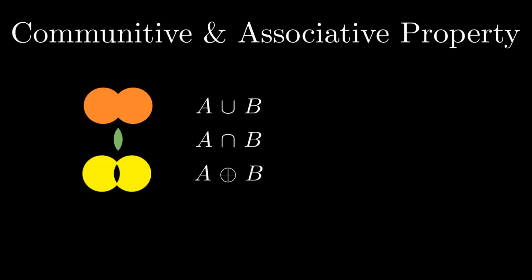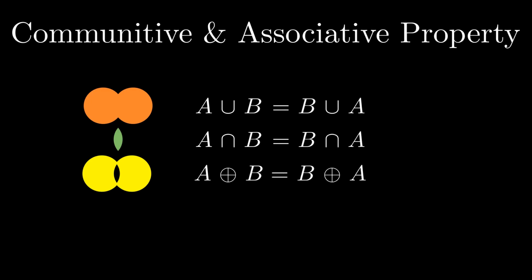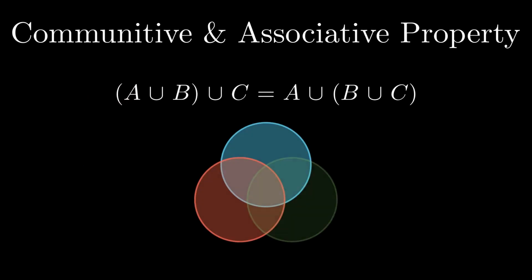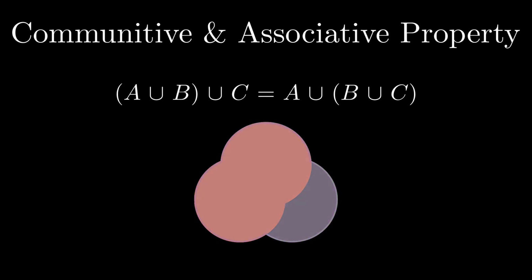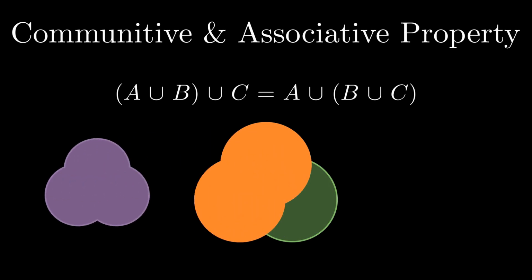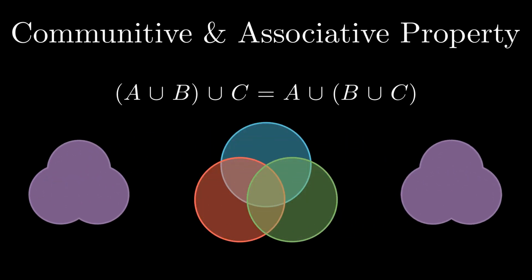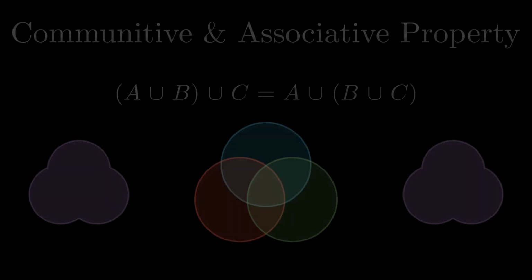Unions, intersections, and the symmetric difference are all commutative. Order does not matter for these operations, and because order doesn't matter, we can associate the operations any way we please. It doesn't matter if we do A union B union C, or B union C union A. Both give us the same filled-in Venn diagram.